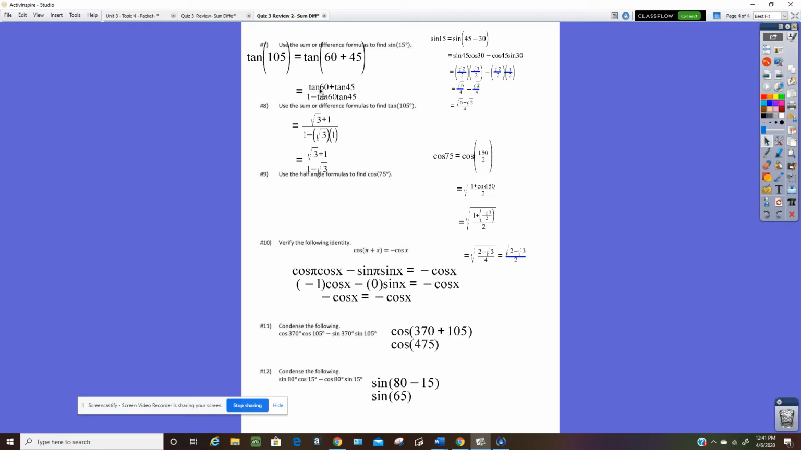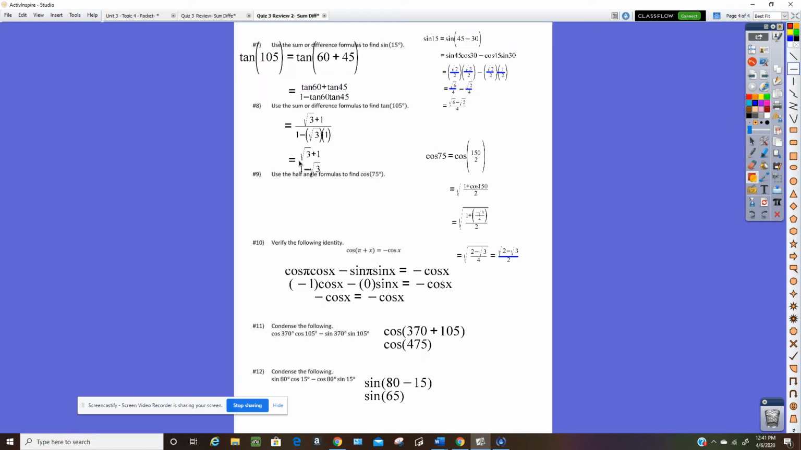So then tangent of 60 is square root of 3 plus 1, and then 1 minus square root of 3 times 1. You end up with square root of 3 plus 1 over 1 minus the square root of 3. Once again, let me make a better fraction bar here.